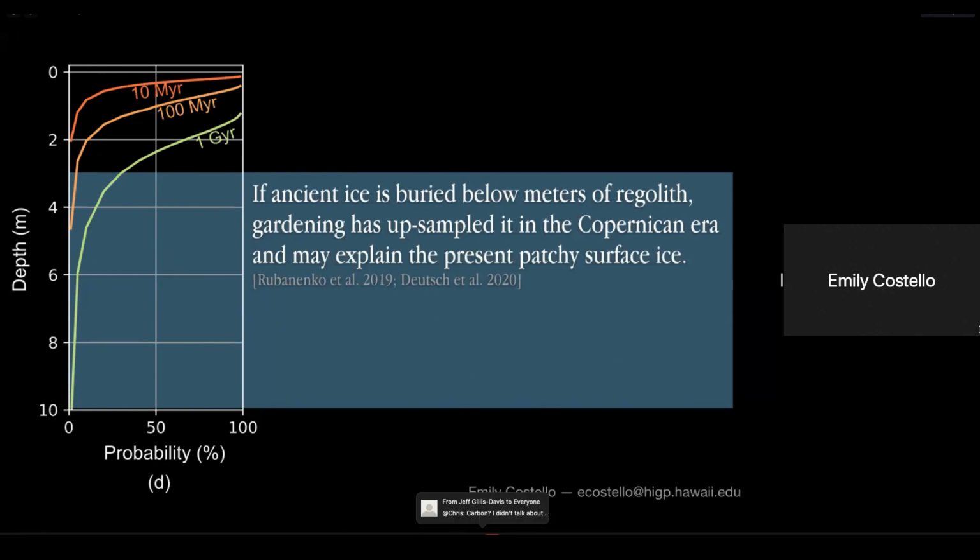than Copernican. Well, my impact gardening model shows that over the last billion years, impact gardening at lower probabilities has been upsampling that buried ice. And it's possible that impact gardening upsampling, these larger, rare impacts, could explain the present day patchy surface ice that we see. This is good news for ISRU. It means that even if the ice is buried 3 meters deep, it's still being upsampled by impact processes over relatively recent timescales, and it may be sampleable and more accessible to us.